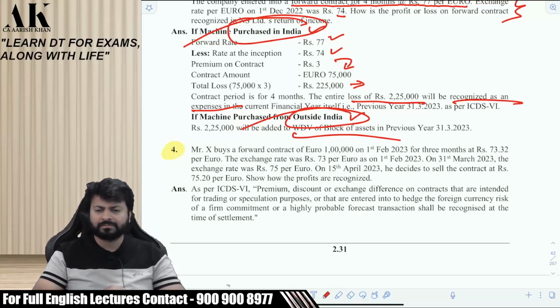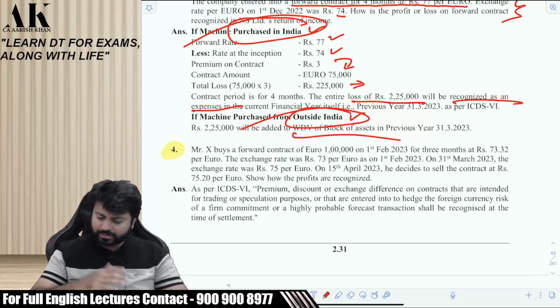Right or not? After 3 months, but on 15th April, he sold the contract to somebody. He doesn't want the contract to be executed. So he sold at 75.20. Okay, now let's see the answer.